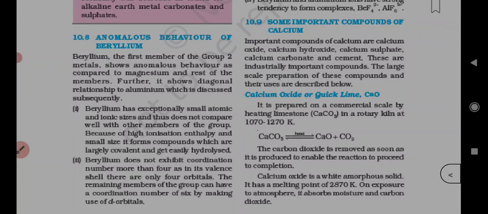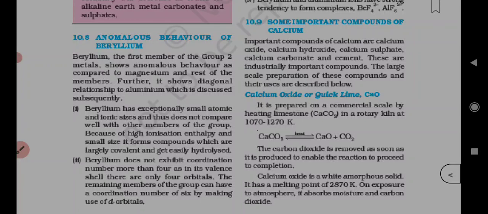The carbon dioxide is removed as soon as it is produced to enable the reaction to proceed to completion. This is Le Chatelier's principle. So you have to remove carbon dioxide, so that more and more calcium oxide is formed, and the reaction proceeds in the forward direction.